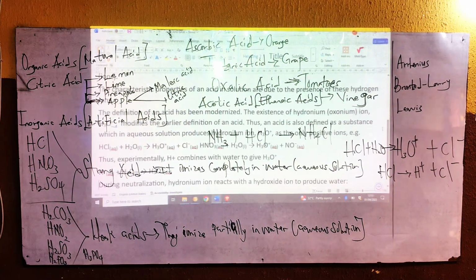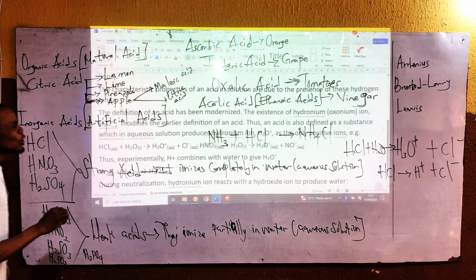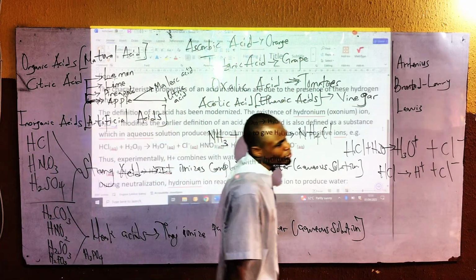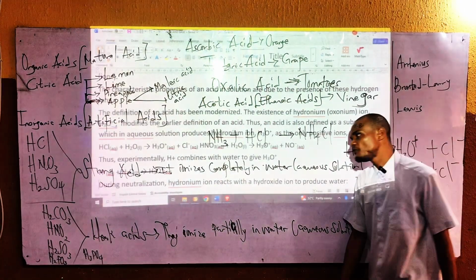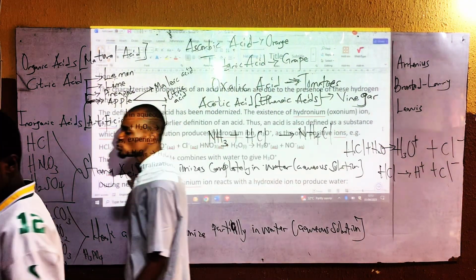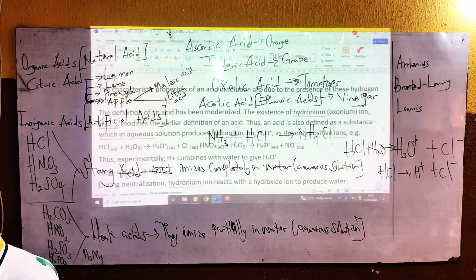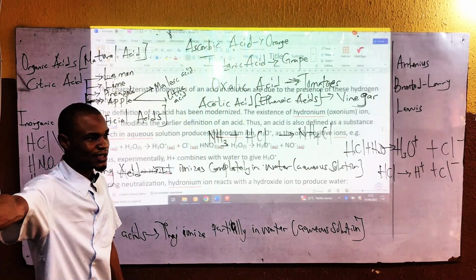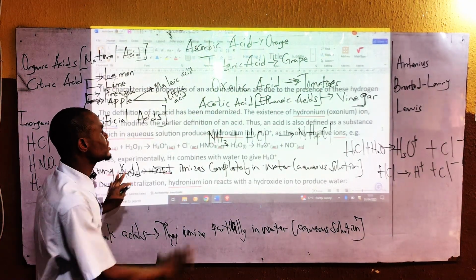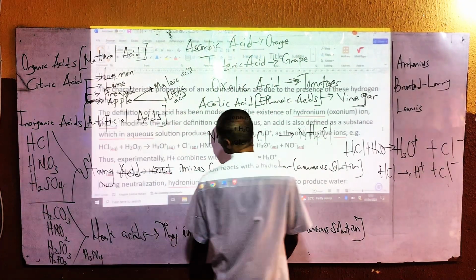The properties of an acid in solution are due to the presence of hydrogen ion. Hydrogen ion is the important constituent of an acid. No hydrogen ion in a compound, that compound is not an acid. Hydrogen ion is very, very important. Write it down: hydrogen ion is an important constituent of an acid.